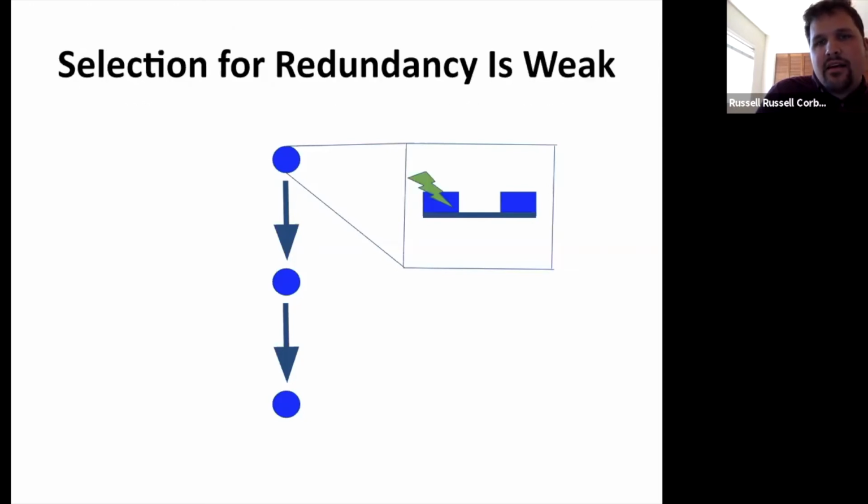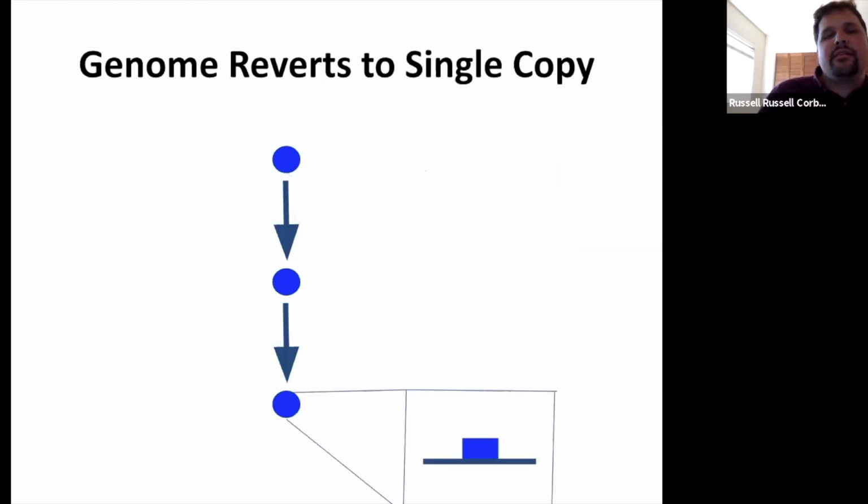Okay, and selection for redundancy, when it's just the germline mutations, is actually quite weak. The reason is, if these two genes are exactly redundant, then having only one copy doesn't matter. This germline lineage is just as fit after it loses one as it would be with two. So the selection to maintain redundancy is about as strong as mutation to remove it, which tends to be a weak force for many things. And over time, what should happen is the genome will revert to single copies. You'll only have one of each functional element.